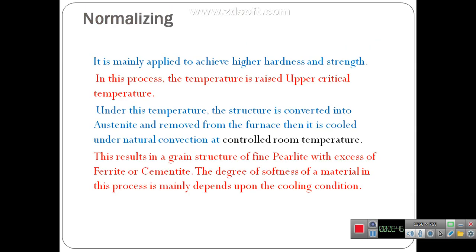The next process of heat treatment is normalizing. It is mainly applied to achieve a higher hardness and strength. In this process, the temperature is raised above the upper critical temperature. At this temperature, the structure is converted into austenite and removed from the furnace. Then it is cooled under natural convection at controlled room temperature. This results in a grain structure of fine pearlite with excess ferrite or cementite. The degree of softness of the material in this process mainly depends upon the cooling condition.